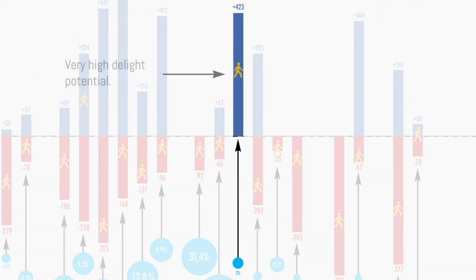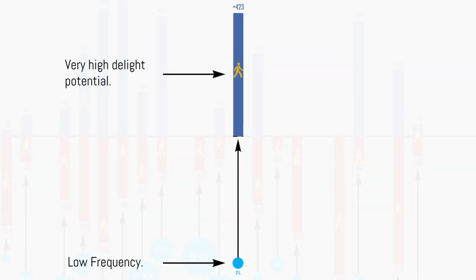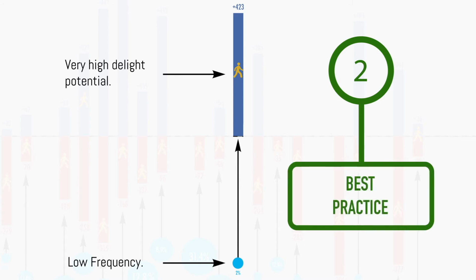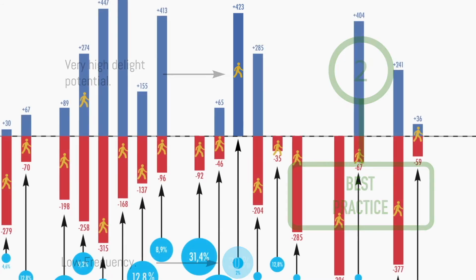Second situation, a high blue bar with a small occurrence of only 2%. That means that a best practice has been identified, infrequent but with a real impact on customers. Conclusion, this is a best practice, building customer delight, which needs to be deployed from 2% of occurrence today to 20% or even 30% tomorrow.